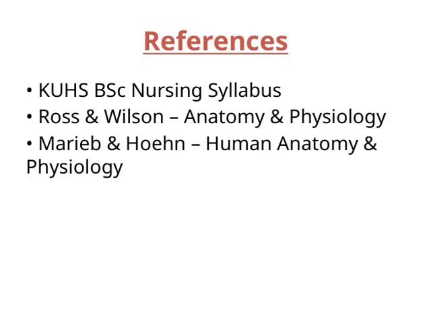Now, let's take a look at the KUHS BSc Nursing syllabus. As part of our foundational knowledge, we rely heavily on key textbooks such as Ross and Wilson's Anatomy and Physiology, which provides a comprehensive understanding of the human body's structure and function. Additionally, Marieb and Hoehn's Human Anatomy and Physiology offer detailed insights into the physiological processes that keep us alive and healthy. These references are essential for building a solid theoretical base, which is critical for practical nursing skills.